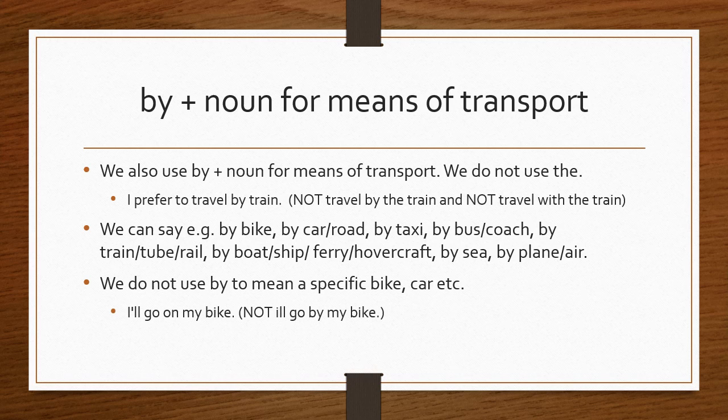We do not use by to mean a specific bike or a specific car. For example, I'll go on my bike, not I will go by my bike. Because here the bike is specific, it means my bike, so we do not use by, because by is used to talk about general means, not specific means.